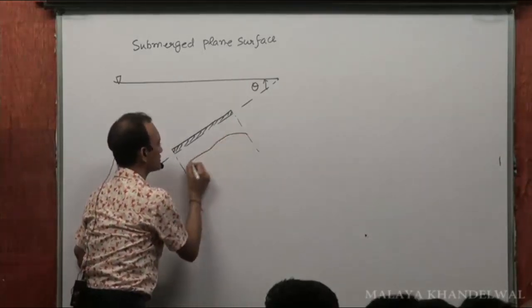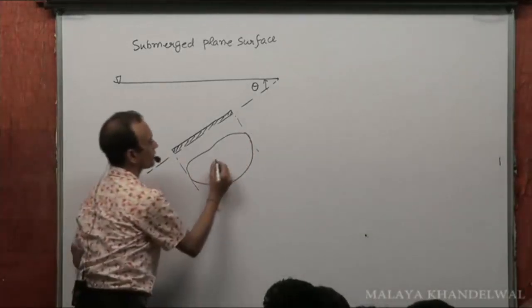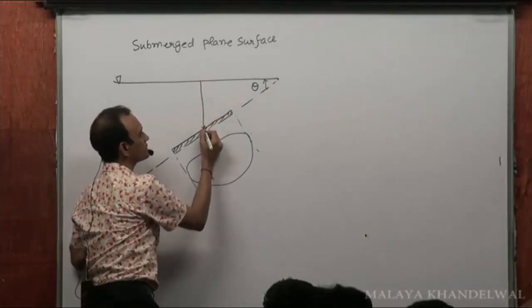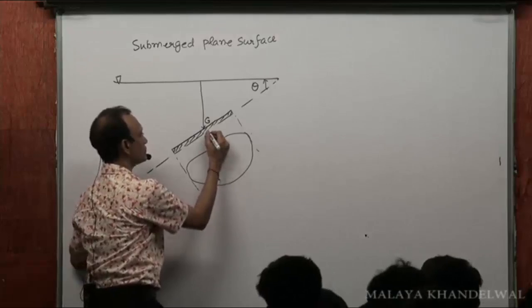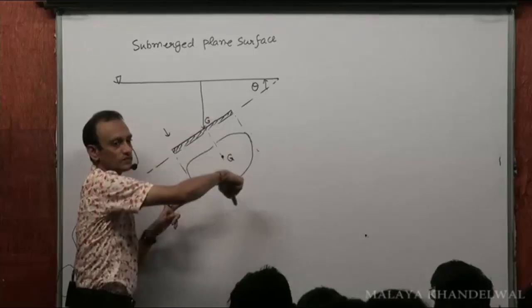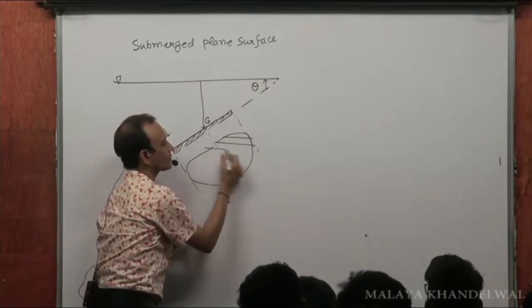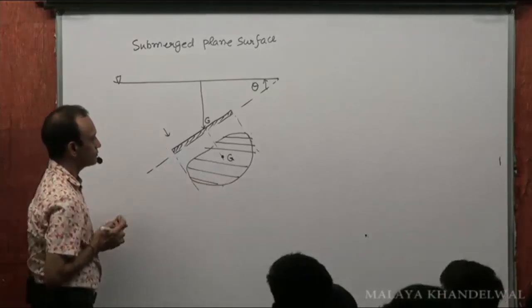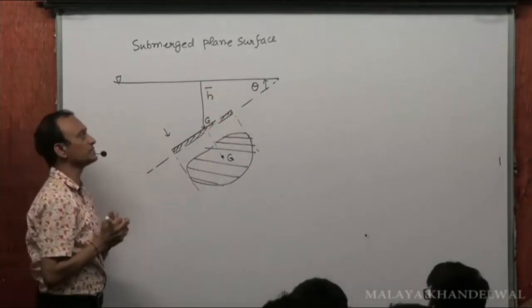The surface could have been like this, say. Now, G is the center of gravity, which, when you see from here, is located somewhere here. You see this view is this, right? And the center of gravity is at a depth h bar.